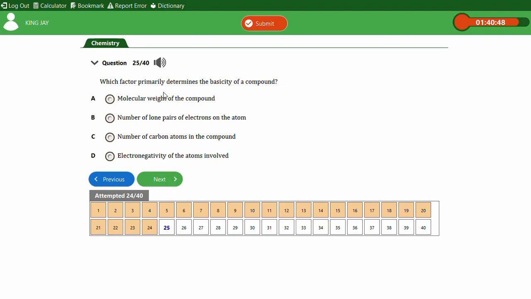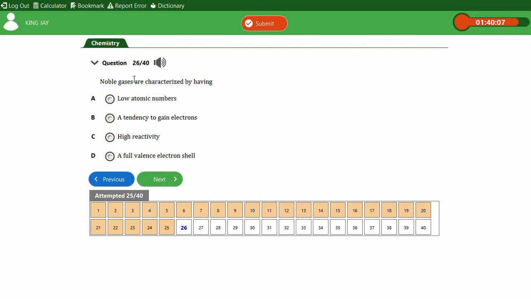Which factors primarily determine the basicity of a substance? Molecular weight of a compound, no. Molecular weight of a compound, number of lone pair electrons on the atom, number of carbons in the atom, electronegativity of the atom involved. The answer is the number of lone pair of electrons on the atom.